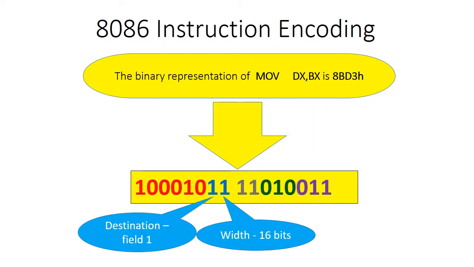The operands are 16-bit wide because they are located in registers that are 16-bit wide. Therefore, we put a 1 in the width field of the instruction. The destination of the operation is register dx. Register dx is specified by the reg field. Therefore, since our destination is specified by the reg field, we put a 1 in the destination field.